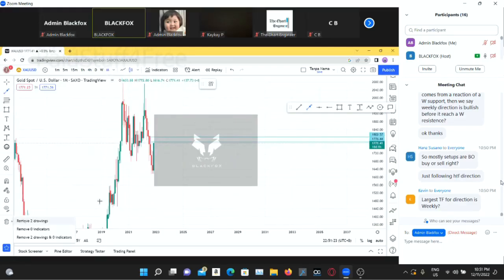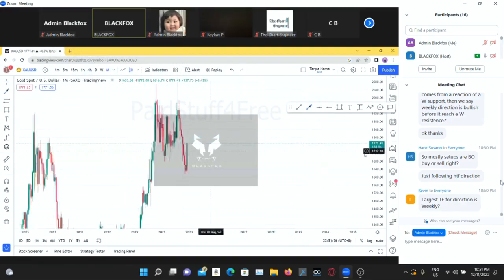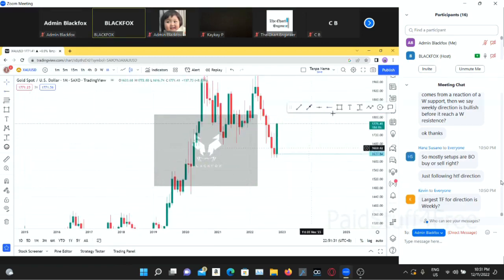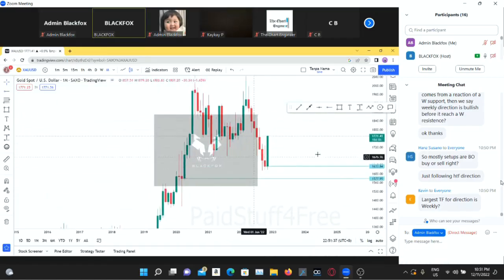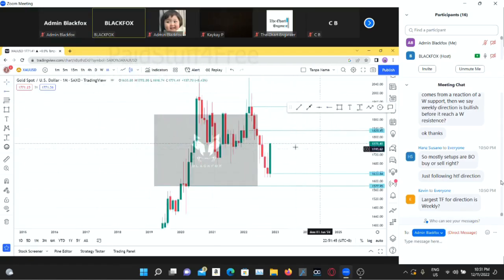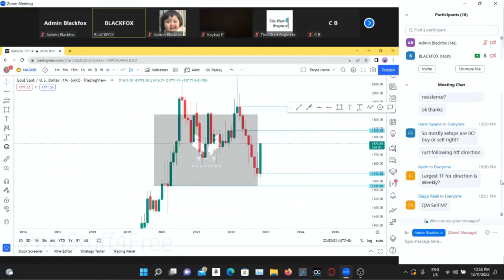If you want to use monthly, okay, monthly next support, next storyline, this level and this level. So next resistance, this level and this level. This is for monthly. I don't use monthly direction so much because there are many roadblocks at daily and H4, right? So I just use weekly.